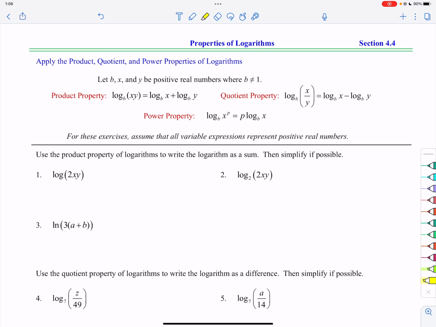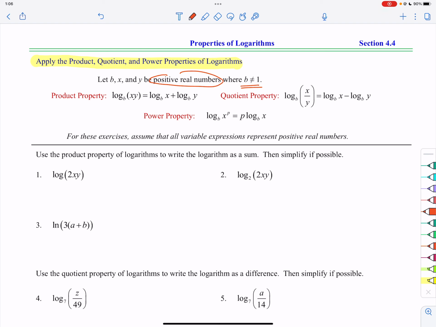This is section 4.4, Properties of Logarithms. And we're going to begin with applying the product, quotient, and power properties of logarithms. So we will be working with x, y, and b, all positive real numbers. And of course, b cannot be equal to 1, and that is the base of our logarithm.